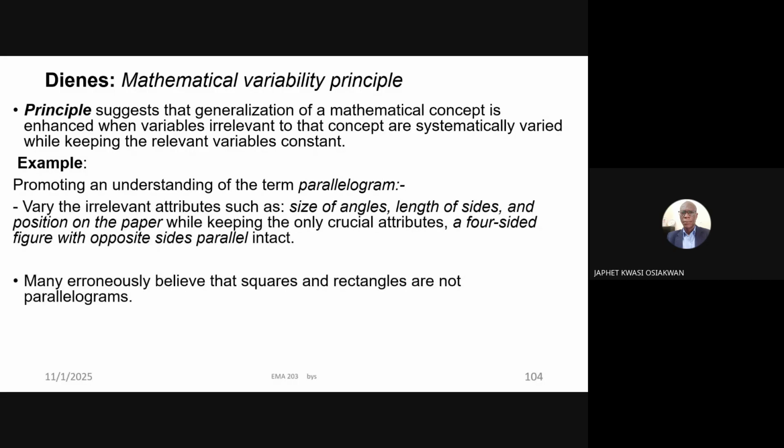Okay, so I think there are some examples here. Let's say vary the irrelevant attributes. When you are teaching the concept, you vary the irrelevant attributes. Those things that are not relevant, vary them. The size of the angles and so on and so forth.